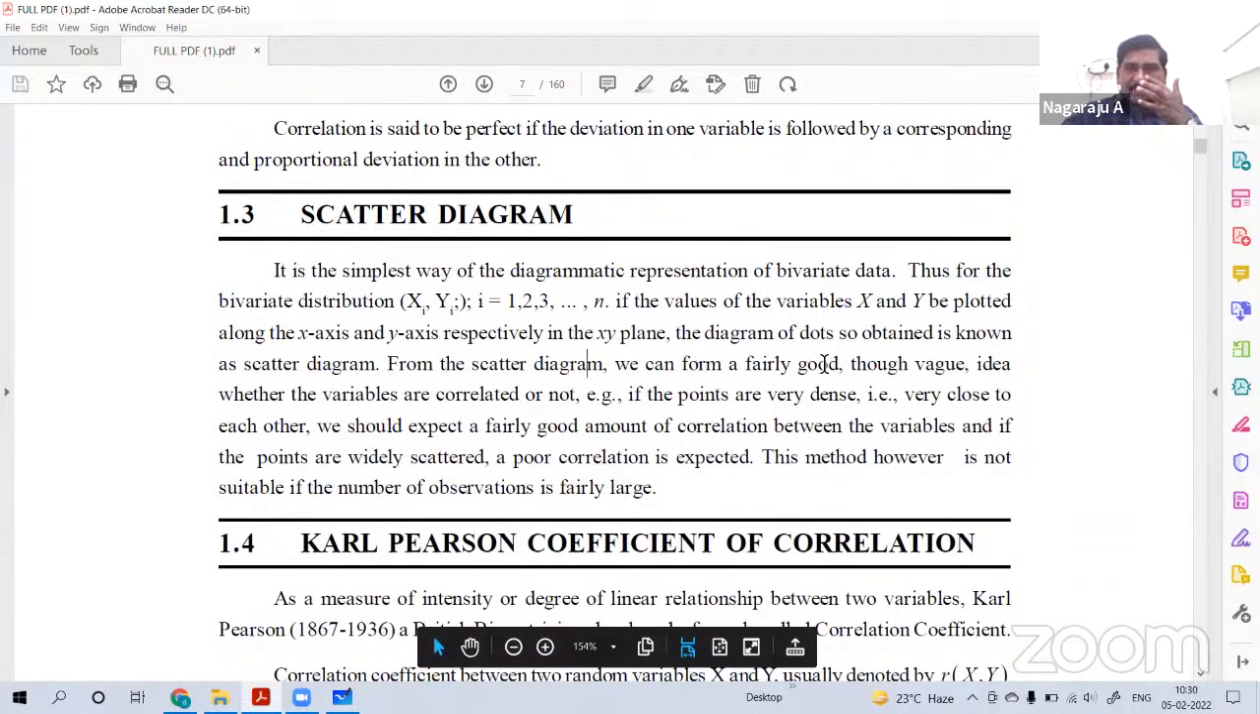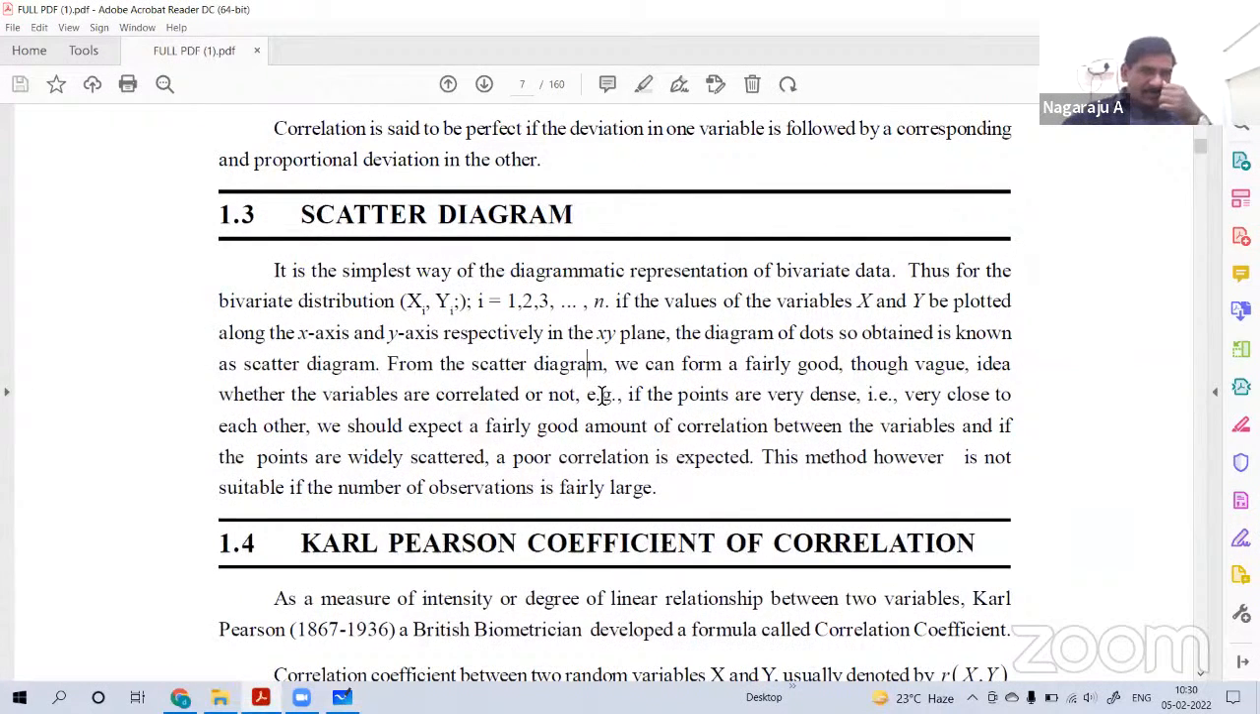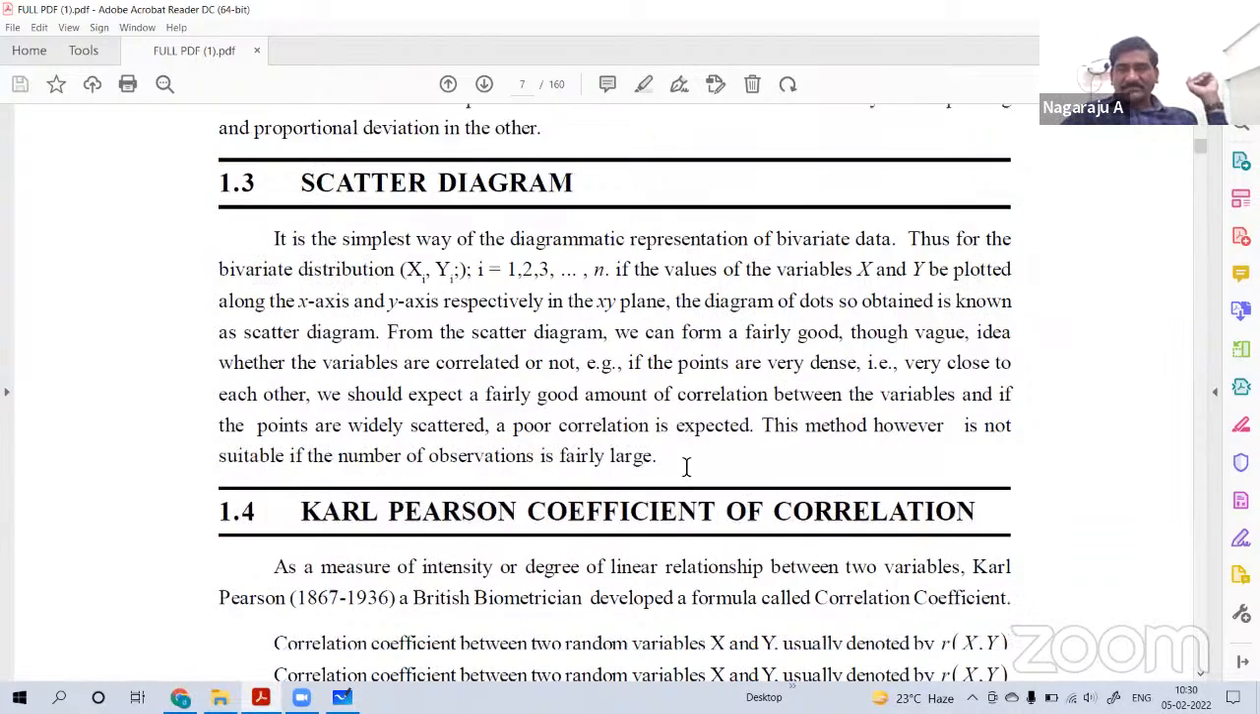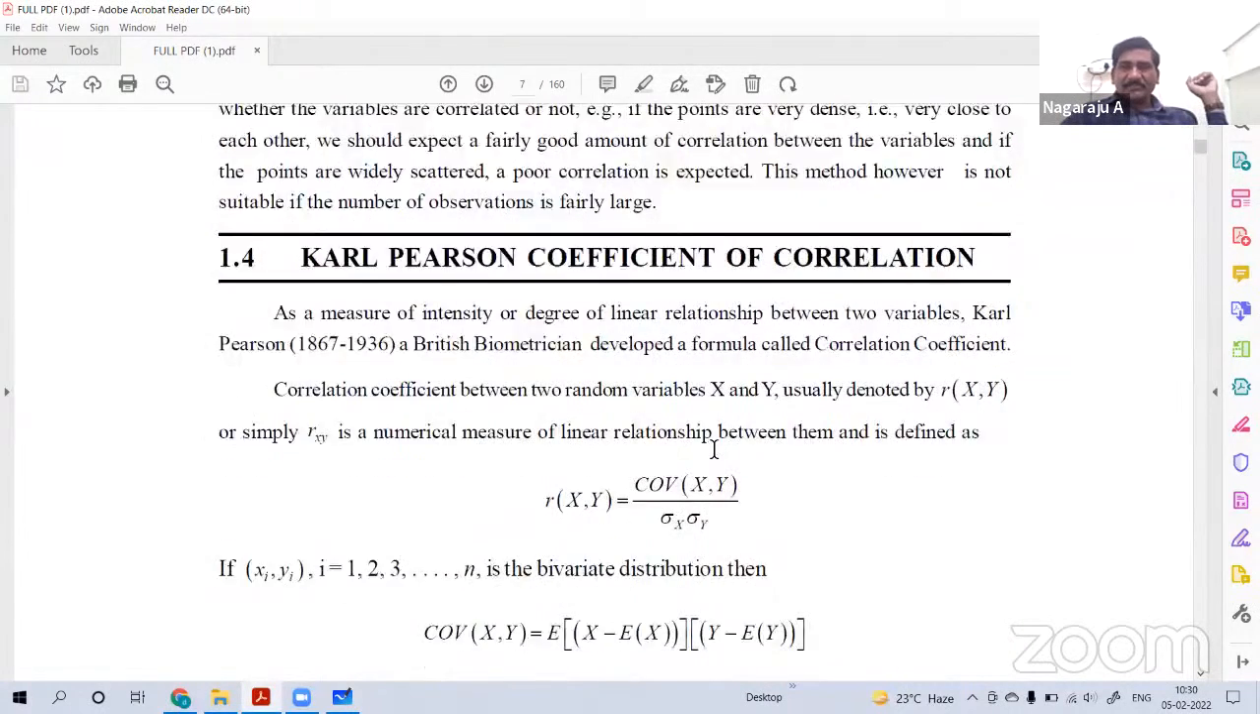The scatter diagram gives a fairly good, if vague, idea of whether the variables are correlated or not. If the points are very dense, very close to each other, we should expect a fairly good amount of correlation between the variables. If the points are widely scattered, poor correlation is expected. This method is suitable when the number of observations is very large, and we can check it.